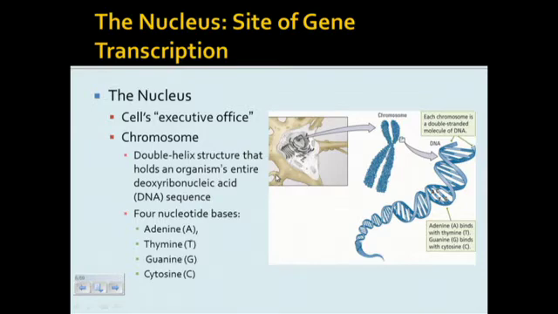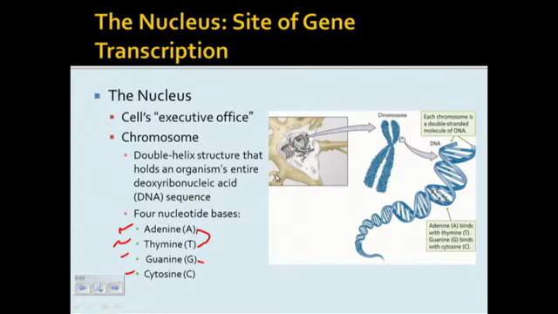So again, the nucleus is the central executive. It contains all the information for the cell, and that information is contained on your chromosomes. We have 23 pairs of chromosomes in every cell. The chromosomes are made up of DNA, deoxyribonucleic acid, which is made up of 4 types of nucleotides: adenine, which is A, thymine, T, guanine, and then cytosine. Adenine always binds with thymine, and G always binds with C. Those are the only combinations that are possible.